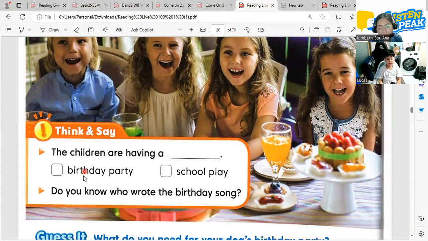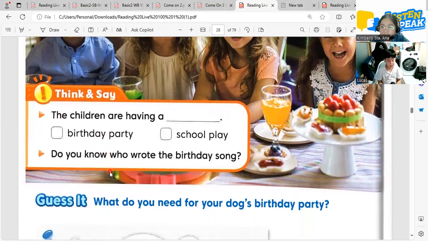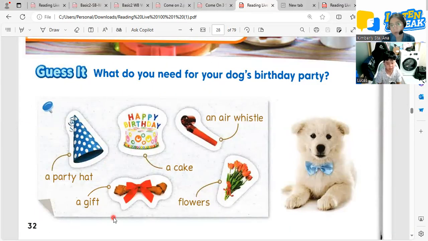So what are the children having? The children are having a birthday party. Okay, Lucas, do you like going to birthday parties? Yes. Oh, me too. So what do we need for a dog's birthday party? A party hat, a cake, a gift. Oh, maybe we don't need flowers anymore. Maybe the dog will like the bone as a gift.